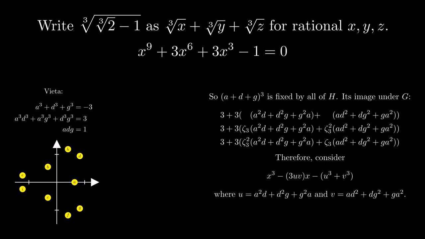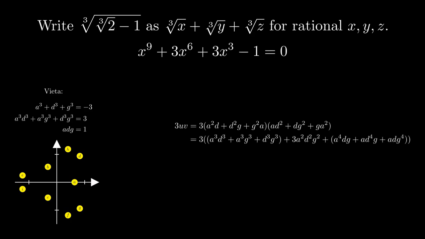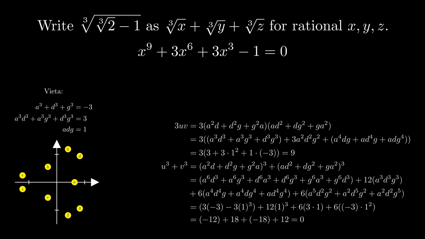Anyway, so now we have to compute uv and u cubed plus v cubed. Nothing to do except expand. We write down what 3uv equals, expand it out and collect terms, and replace terms with their equivalent Vieta factorizations. In the end, we get 9. We do the same thing for u cubed plus v cubed, whose difficulty is only increased by the number of terms, not by the complexity of the procedure. In the end, we expand it all out and end with 0.